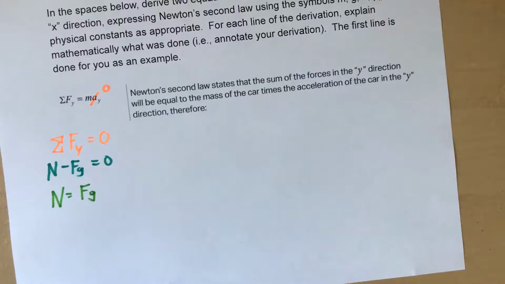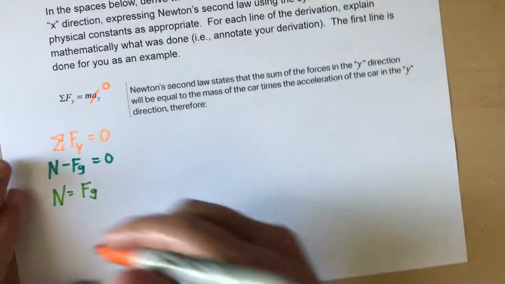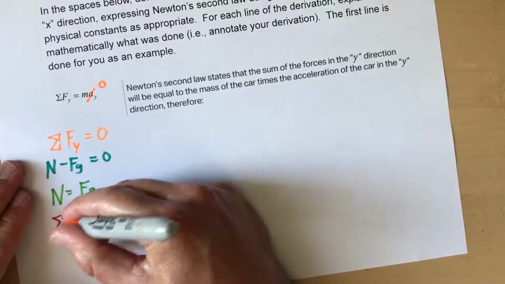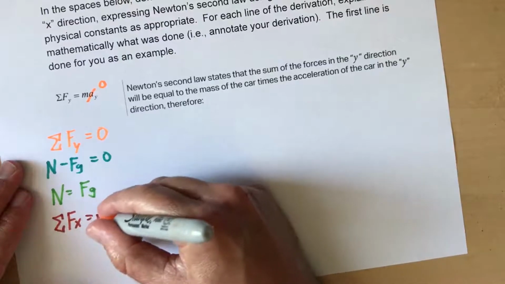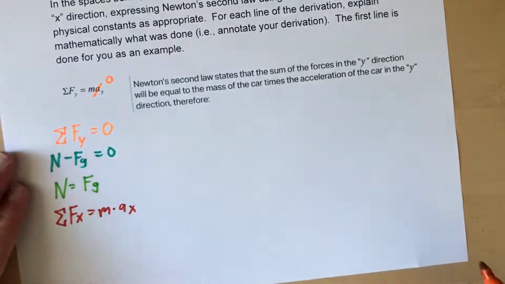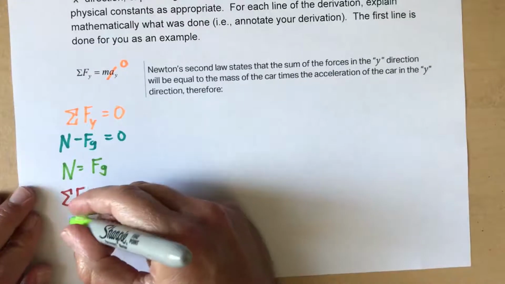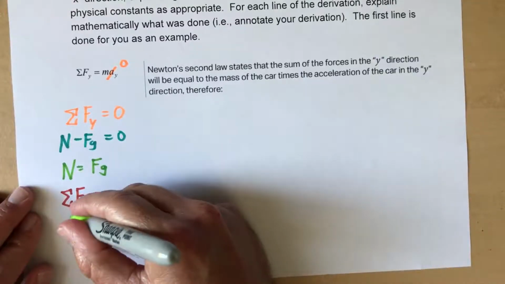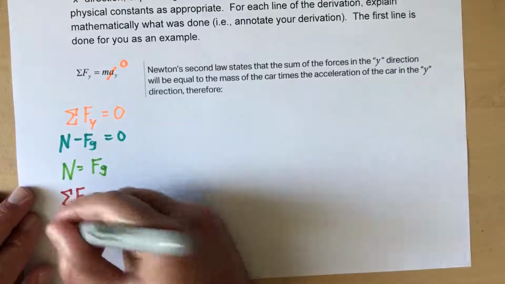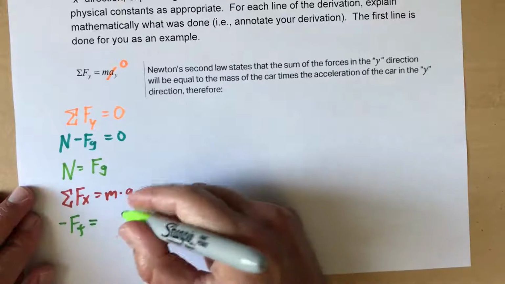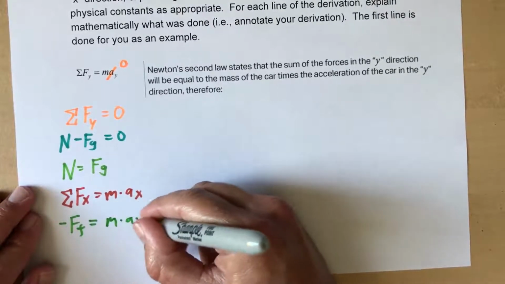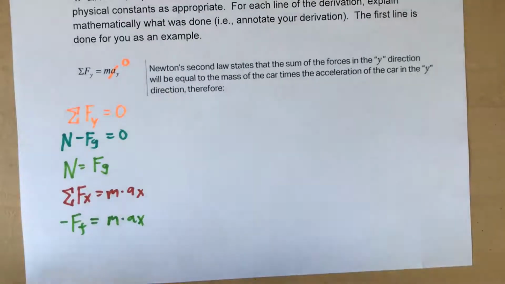What about in the x direction there? So in the x direction, let's write it again. The sum of the forces in the x direction is equal to the mass times the acceleration in the x direction. What are our forces in the x direction? We've got, well, only one thing. We've got the force of friction backwards the other way. You can put it as a negative if you want, and that is going to be equal to mass times the acceleration in the x direction.